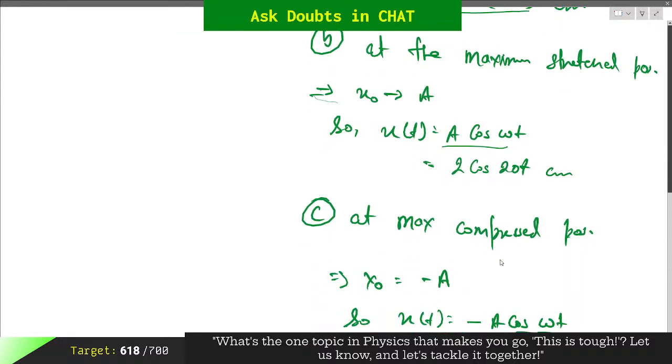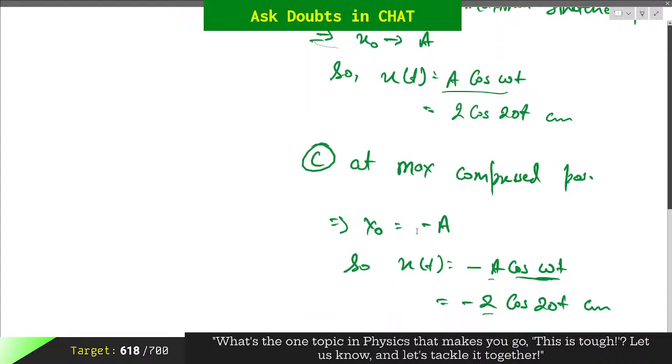Now in the third option, it is at the maximum compressed position, so initial x is equal to minus a. Let us assume the function for this SHM would be a cos omega t. Now it is given that at t equals 0, the position x is minus a. So we can write minus a cos omega t. So x of t is equal to minus 2 cos 20t.